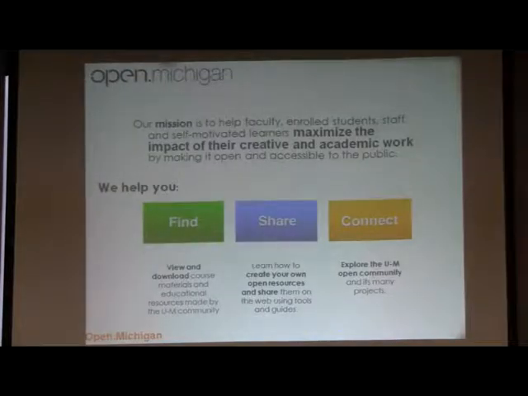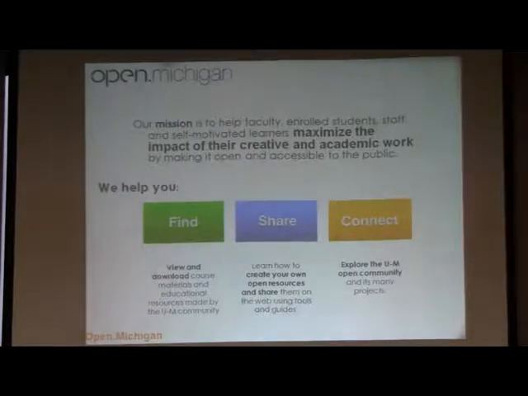And specifically, our mission is to try to maximize the academic and creative impact of the teachers and the resources that are created at the University of Michigan, so on all of the different campuses. And what we have organized that around are ways to find, share, and connect with this larger community and larger organization. And what the find looks like is actually our materials that we publish.